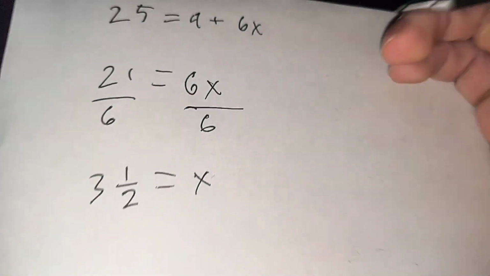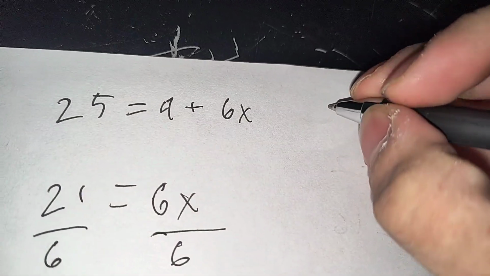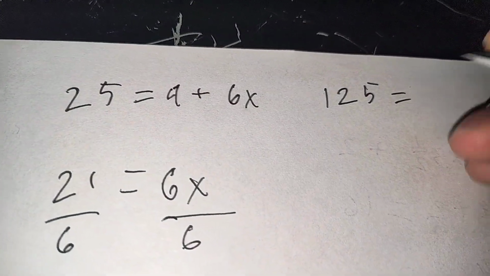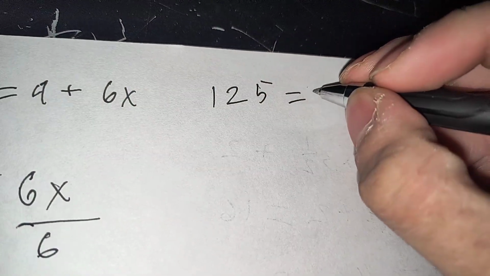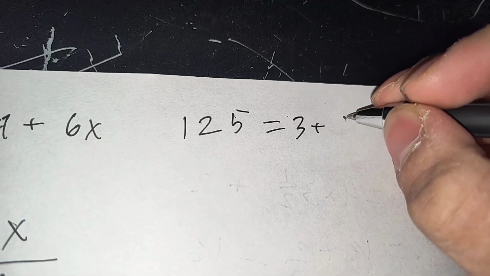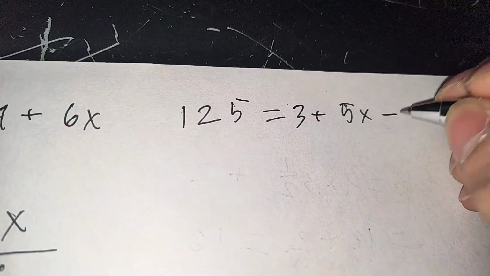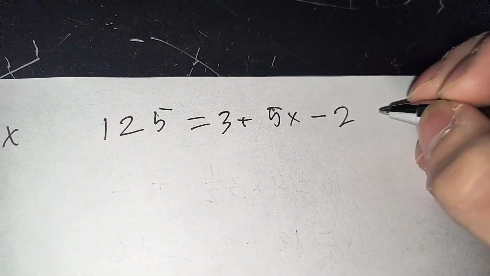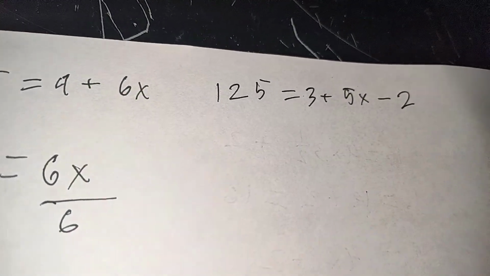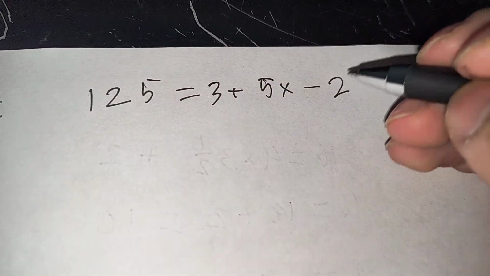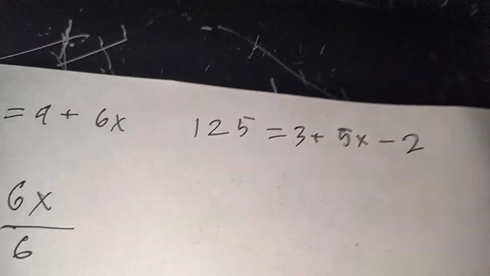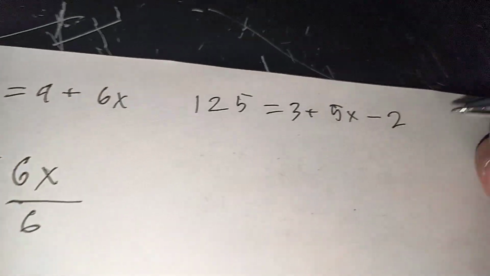And then let's do another one. Let's say 125 is equal to 3 plus 5x minus 2. Well, I'll show you how to do this. So we're subtracting 2 right here. So the way we're going to do this is that we're going to add 2 to both sides.